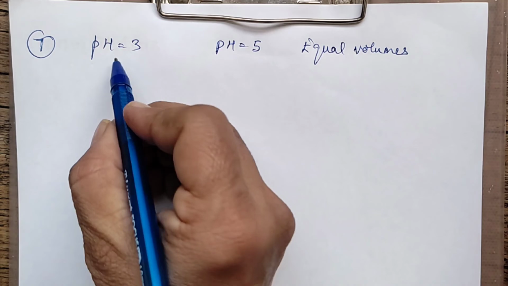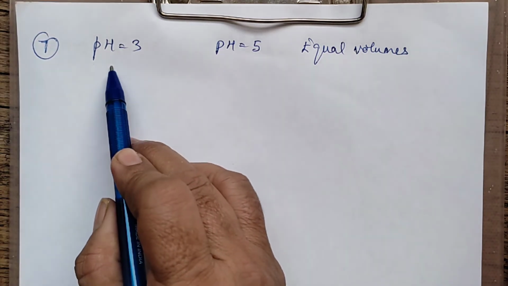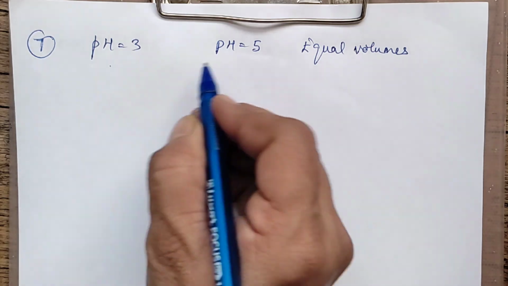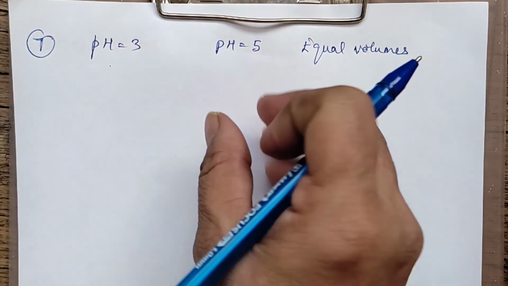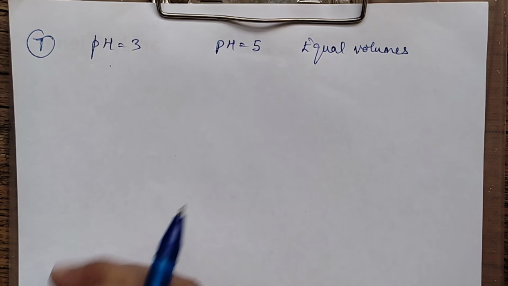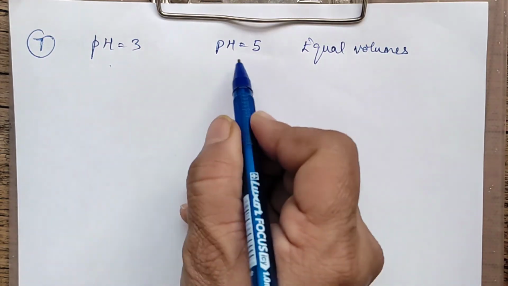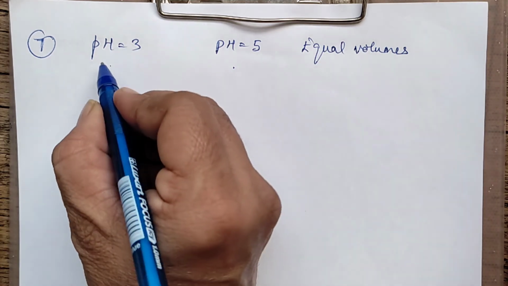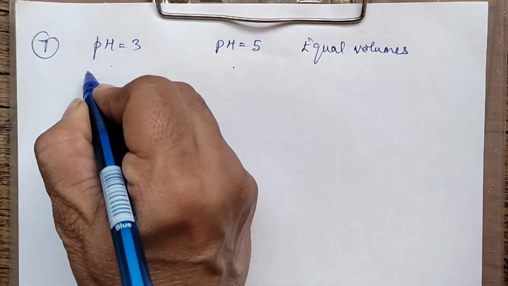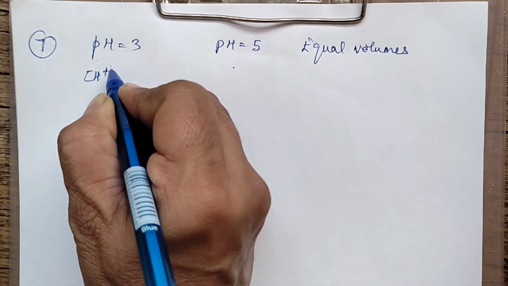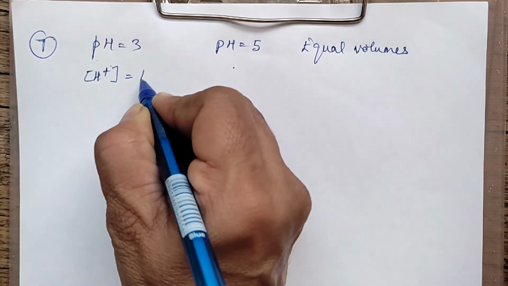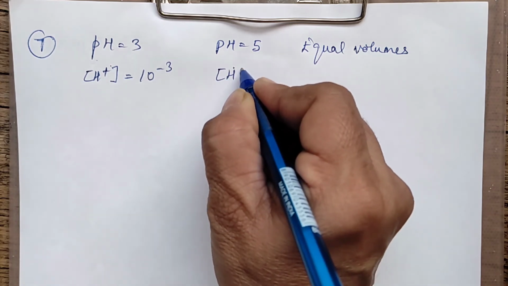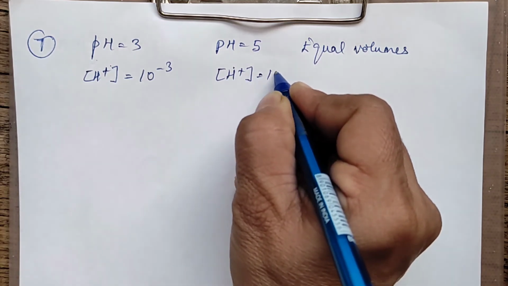Suppose you have two solutions, one having pH 3, another having pH 5. Equal volumes of the two, we mix. What is the pH of the final solution? What is the pH of the solution obtained by mixing equal volumes of these two solutions? So this is pH 3, means for this, what will be the H plus concentration? 10 to the power minus 3. For the second one, the H plus concentration is 10 to the power minus 5.